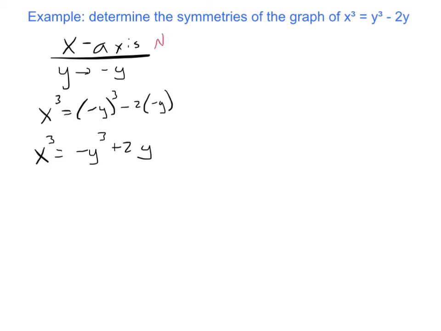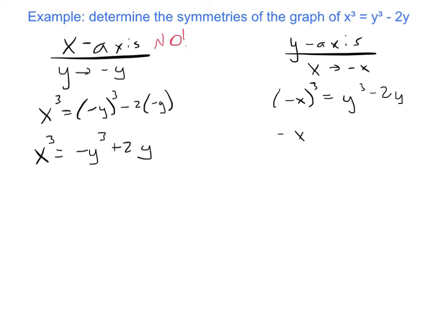So x-axis symmetry, no. What about y-axis symmetry? I'd like you to do this one on your own. It shouldn't be too difficult, but pause the video and try this out. For y-axis symmetry, replace x with negative x and see what effect it has on the equation. That means I have negative x cubed equals y cubed minus 2y. Same deal as before, this becomes negative x cubed. And again, the question is, is this equation identical to the original? Once again, the answer is no. This does not have y-axis symmetry.